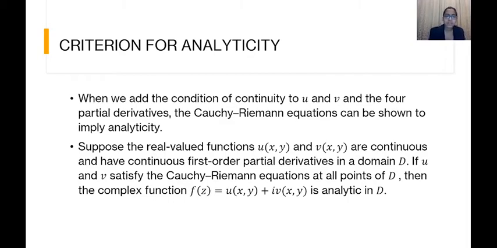Okay, so that's what the next point says: suppose the real valued functions u of x, y and v of x, y are continuous and have continuous first order partial derivatives in a domain D. Then if u and v satisfy the Cauchy-Riemann equations at all points of that domain, then the complex function is analytic. Simply by saying that Cauchy-Riemann equations are satisfied, we cannot come to the conclusion that the function is analytic.